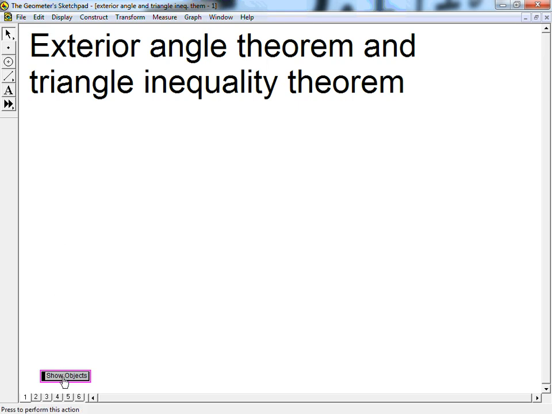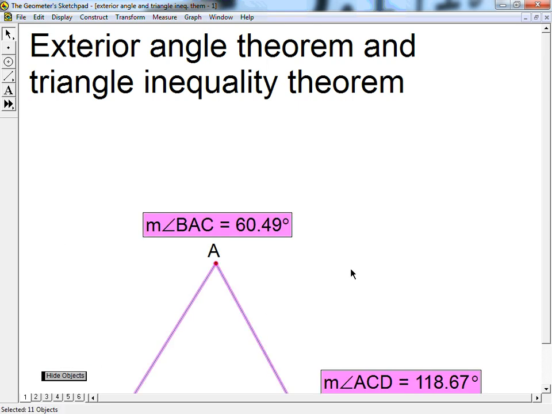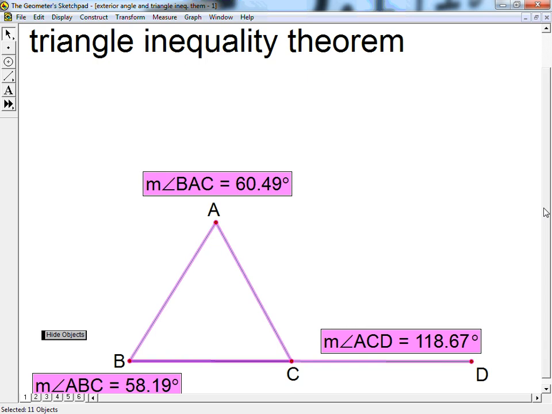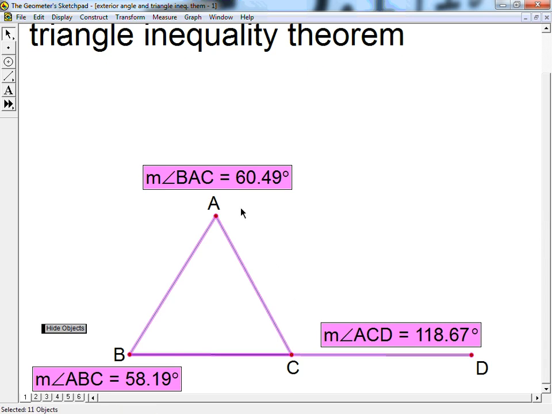So let me show you guys an angle on the outside. Let me scroll this down. You guys notice I have my triangle ABC, but I extended one of my sides, right? I extended to D. So I have an angle on the outside, right? You guys see it. My angle ACD is outside. And you guys see my angle ABC and my angle BAC, right? You guys see those measurements? In fact, let me scroll this a little bit more.